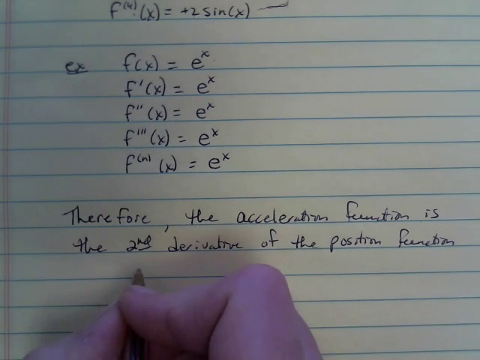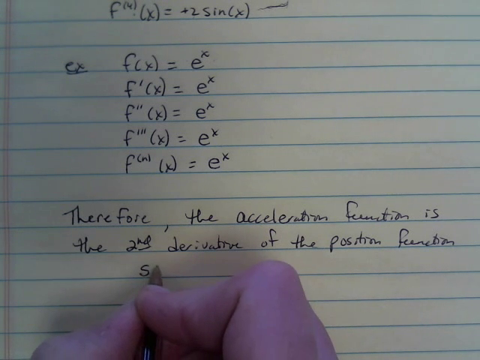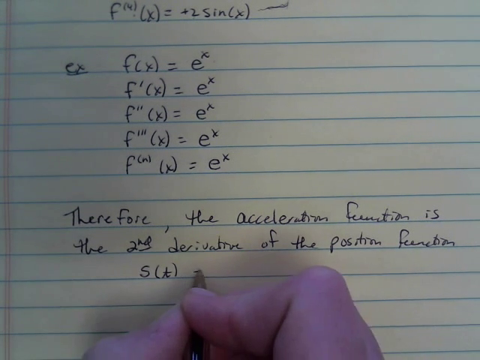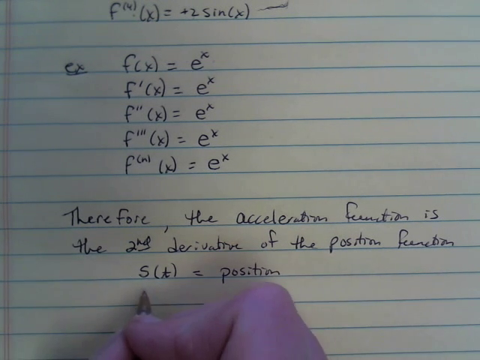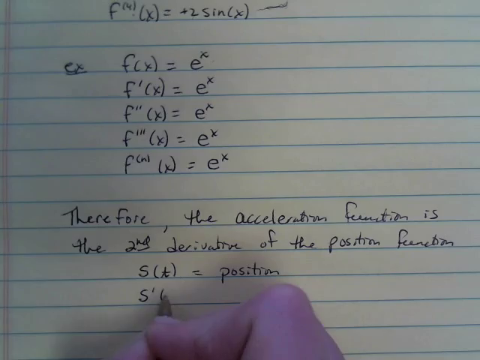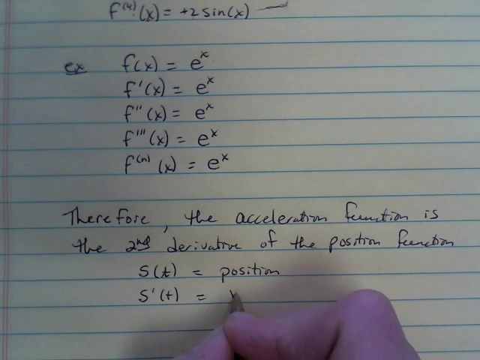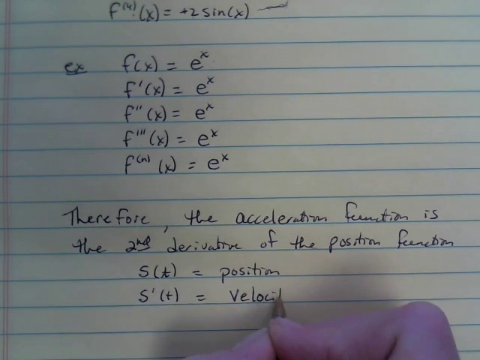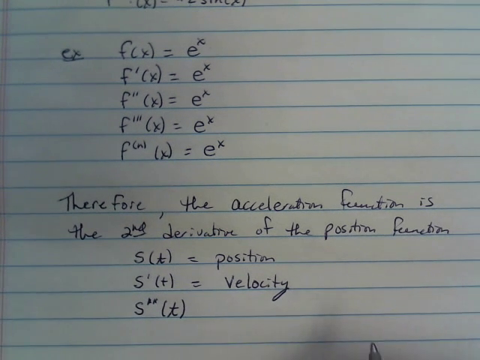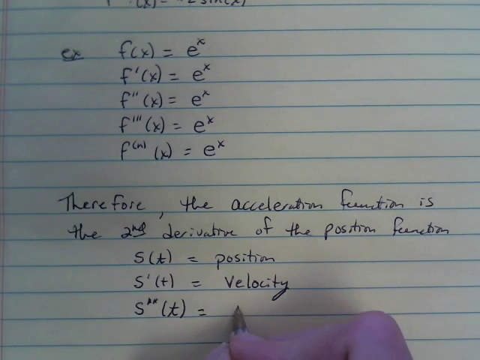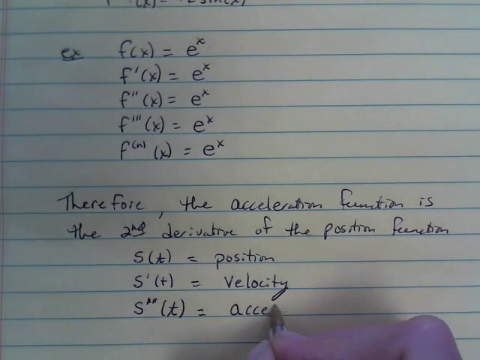So how we can say that is if s of t is equal to the position function and s prime of t is equal to the velocity function, then the second derivative of the position function, so you just have the double quotes here, s double prime of t is equal to the acceleration function.